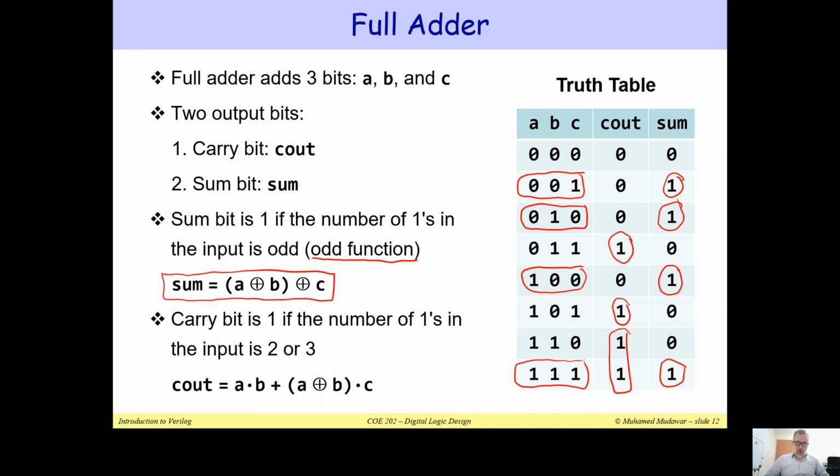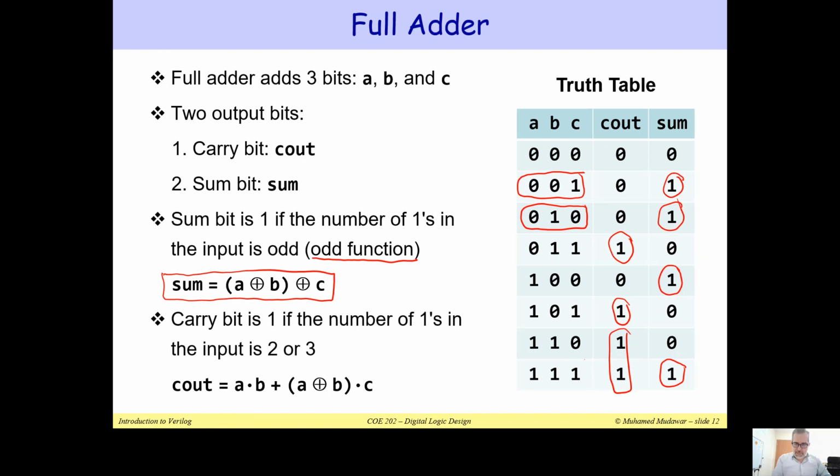If you look at the cout, the output carry, you should have 2 or 3 ones in the input. In order to get an output carry in a full adder, the number of ones in the input should be either 2 or 3. And if you have a single 1, then you will not get a carry. So you have to have at least 2 ones in the input to get an output carry. So if I would like to get the equation for the output carry, let me erase this and this here.